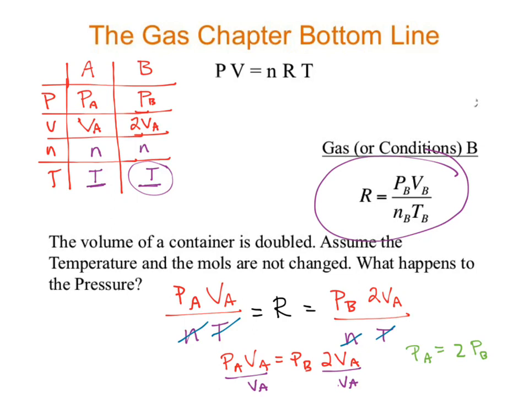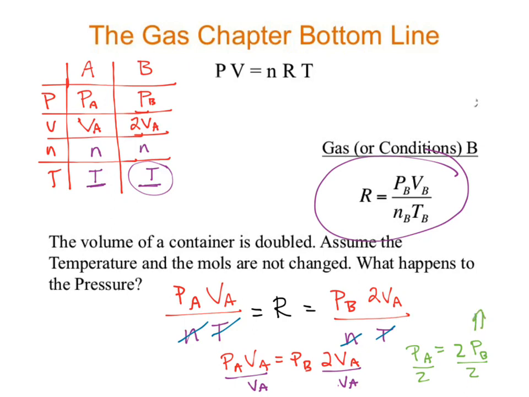Oh, so did we solve for PB? So you've got to divide by 2. No, we solved for PA. Yeah, that's why somebody wanted to divide both sides by 2. Because if we divide both sides by 2, what happens?